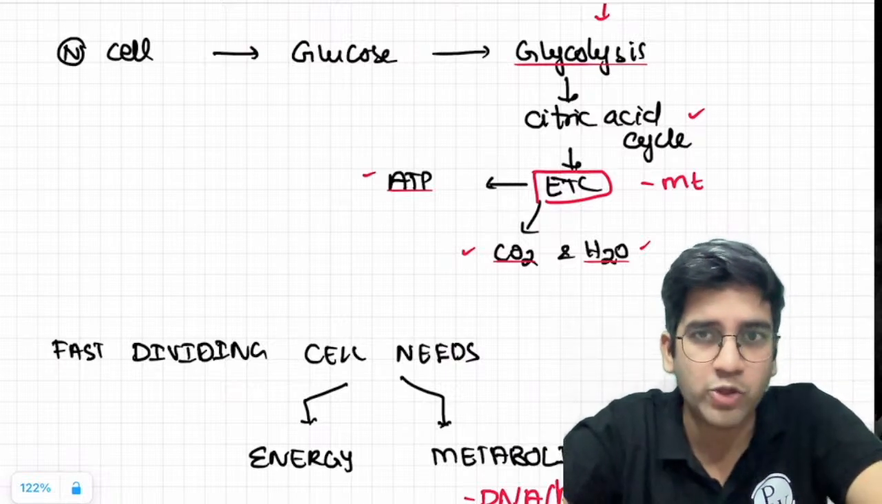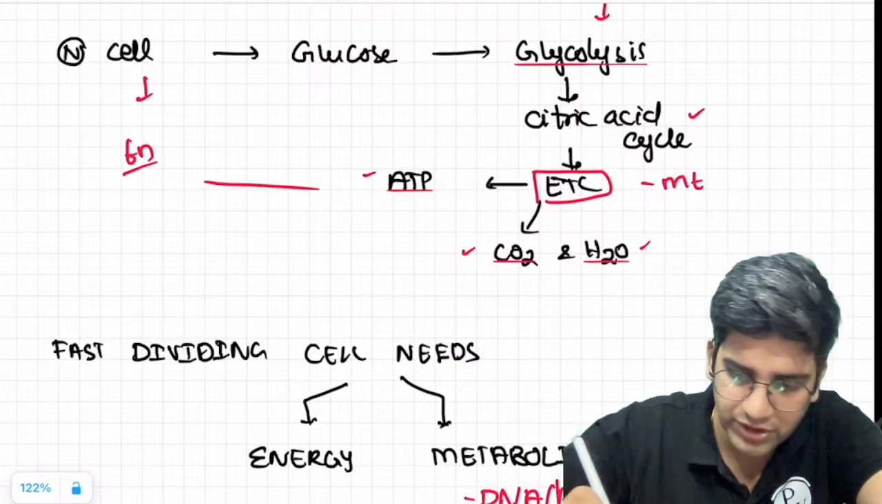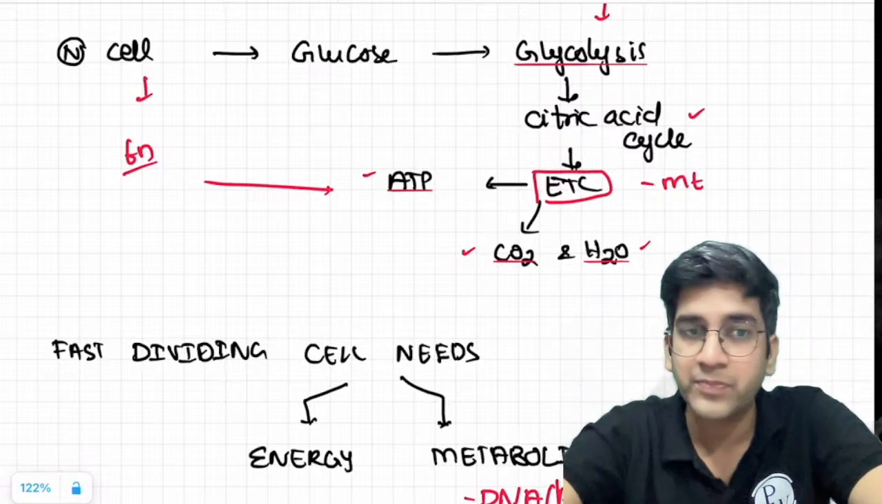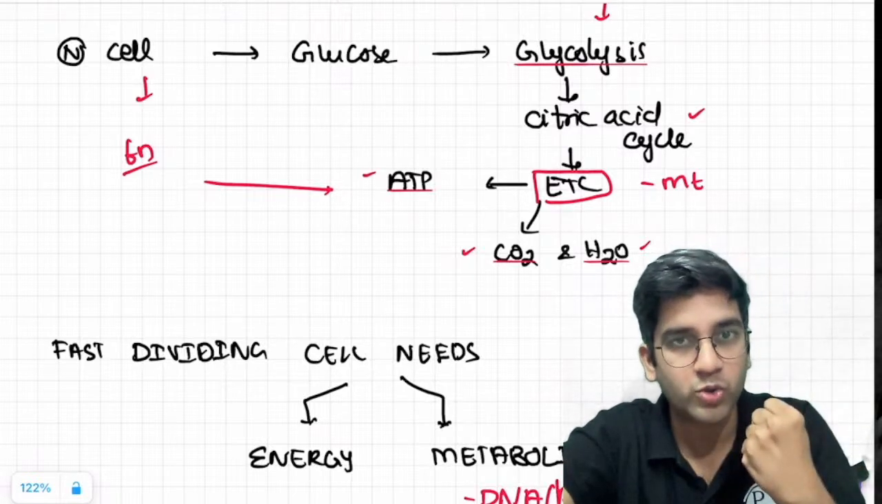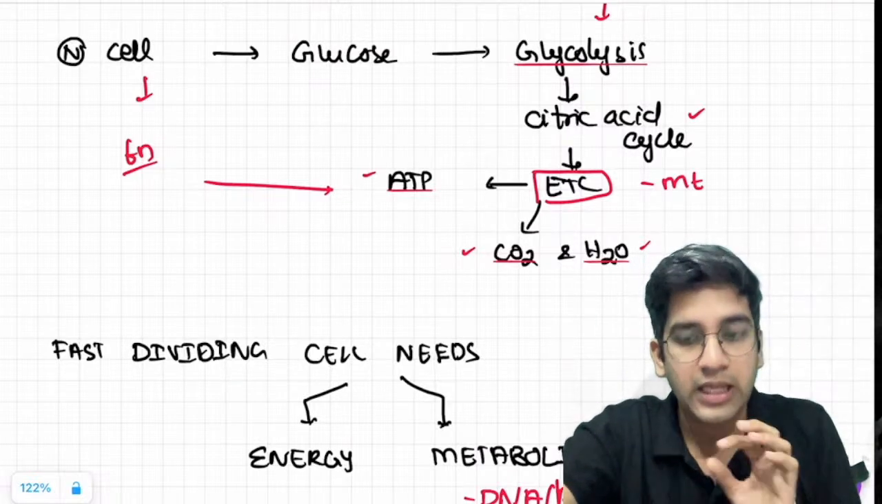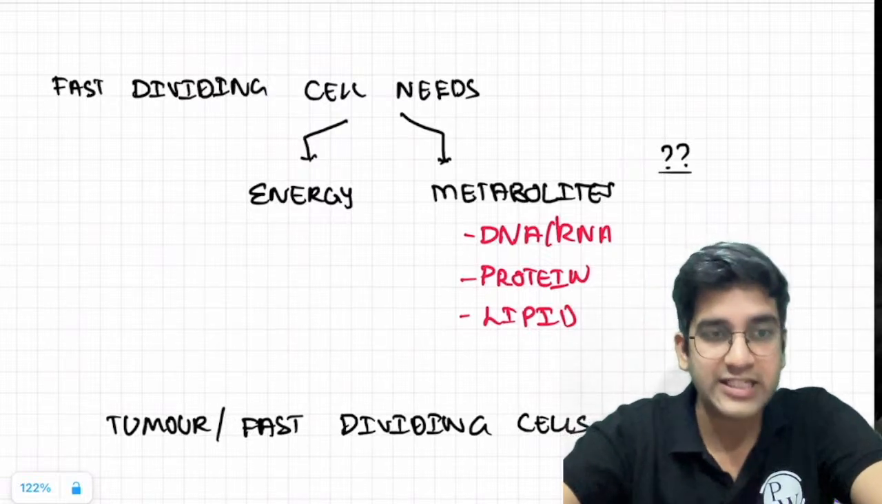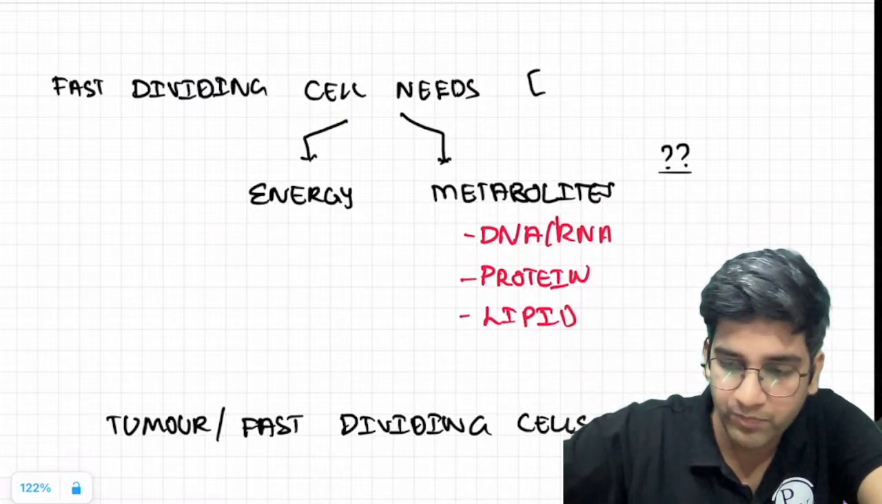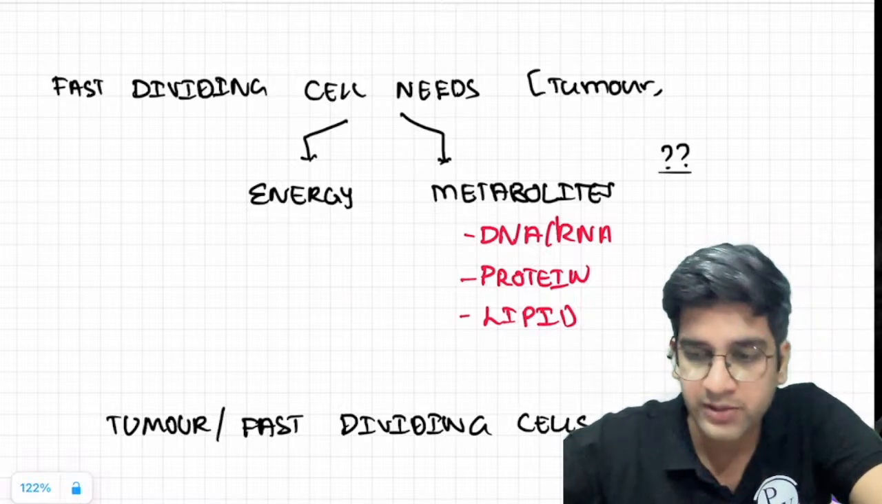This is enough for my normal cell because my normal cell needs to function. For its function, I primarily require ATP. A normal cell will not produce protein, right? When it consumes glucose, it produces primarily ATP only. That's what a normal cell does. But now let's come to our fastly dividing cell. Whenever I say a fastly dividing cell, this includes 2 things. Obviously tumor cells. Can I also say stem cells?